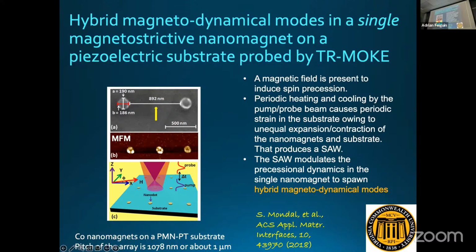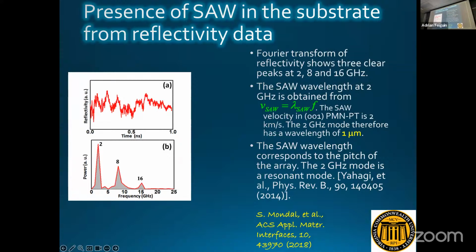So let's see what we get. The first thing is that we know that there is a SAW because of the periodic heating and cooling. To prove that, we look at the reflectivity of the substrate in our TR-MOKE setup, and you can see some oscillations. If you do a fast Fourier transform of these oscillations, you see 3 distinct peaks at 2 gigahertz, 8 and 16 gigahertz. Now, where do they come from? Let's look at the first one, 2 gigahertz.